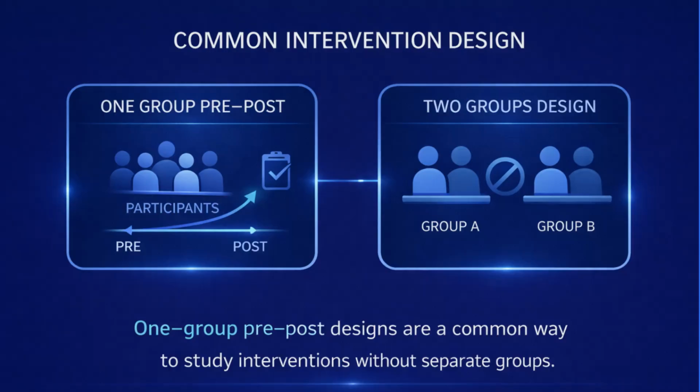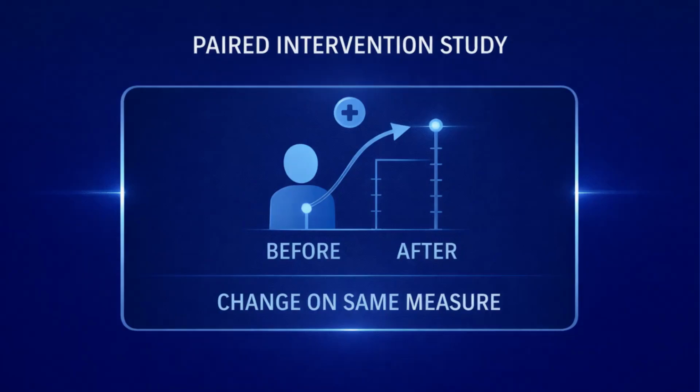This is also one of the most common ways an intervention is studied when the design does not include two separate groups. In an intervention study using a paired structure, the same participants are measured before the intervention, and then measured again after the intervention on the same numeric outcome. The analysis focuses on whether the average change from pre to post is statistically meaningful.